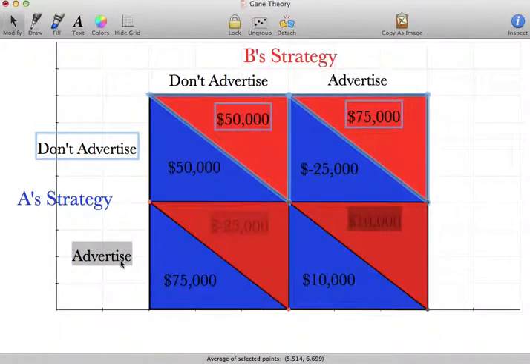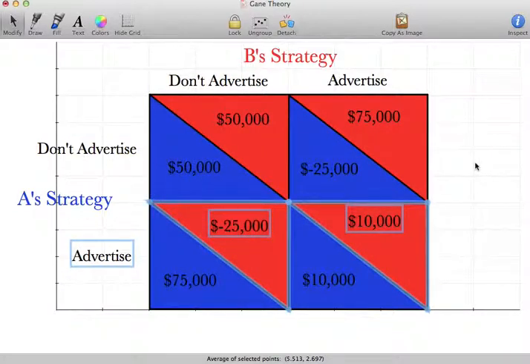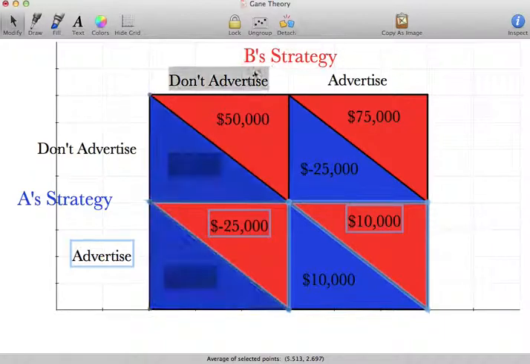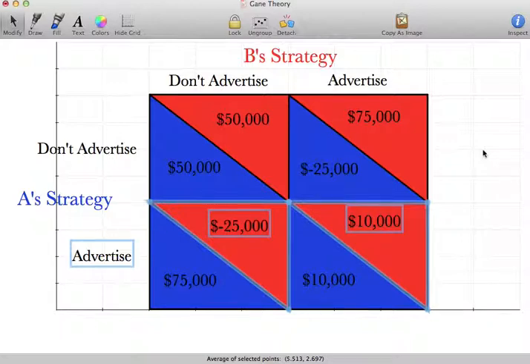Now let's take a look at the other strategy that A might be involved in. A may advertise. So let's take a look at the outcomes for the two strategies for B. So if A is advertising and B decides not to advertise, we can see that the profits of B are going to be equal to losses. They are going to lose $25,000 if they don't advertise when A advertises. If they switch to the advertise strategy while A is advertising, we see that their profits are equal to $10,000.